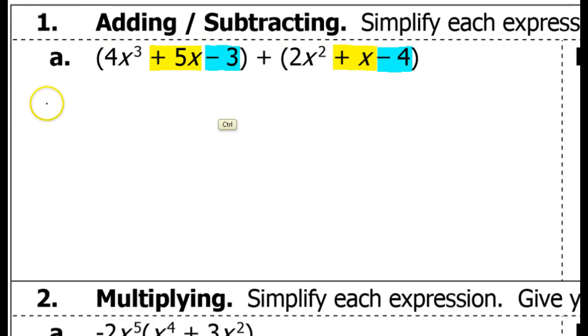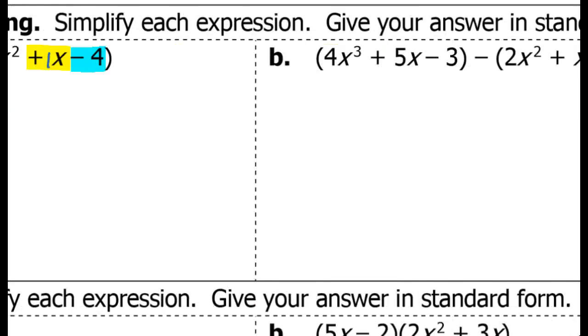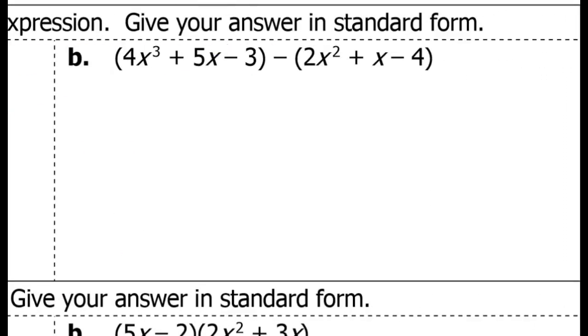Now, we have to write our answer in standard form, so the higher exponents have to go first. So we need to start with 4x to the third power. The next highest exponent is squared, so I'll just bring that down plus 2x squared. Now combining 5x and 1x makes 6x. Combining -3 and -4 make -7. So that's the answer. Now sliding over to problem number 1, part B.